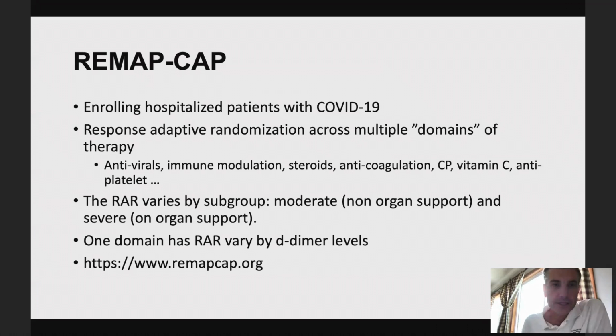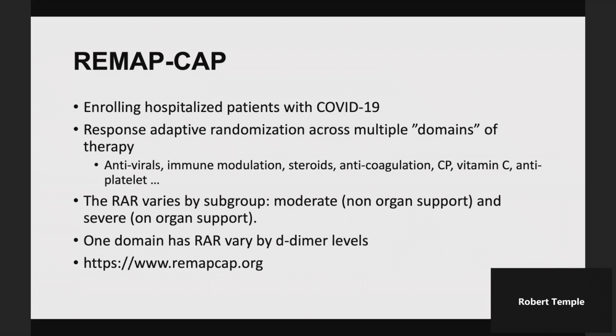REMAP-CAP is a trial in COVID-19. It also uses response adaptive randomization. Patients are classified into moderate or severe. In the trial, they're also classified by their D-dimer.